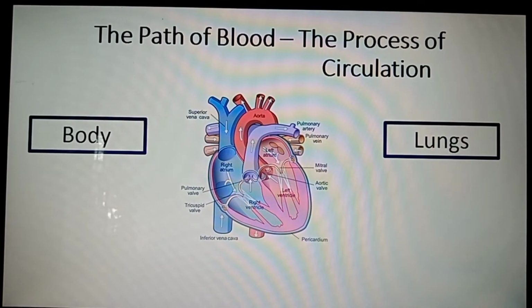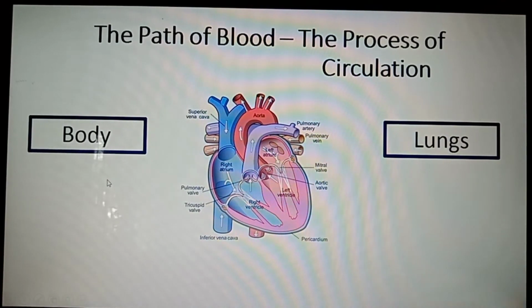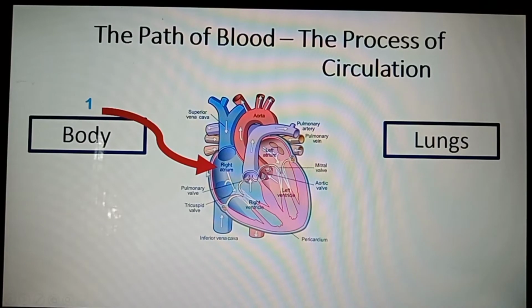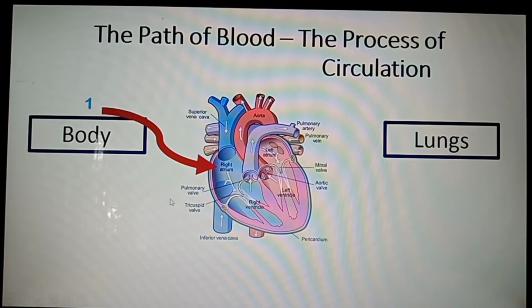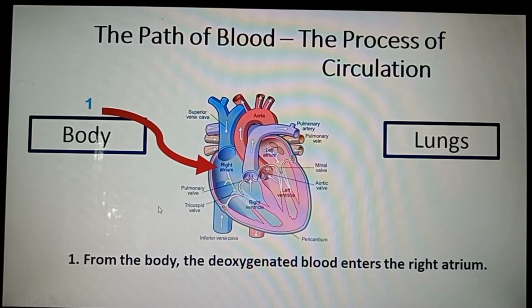You ready? So here is step number 1 in the process of circulation. Number 1. Look at the arrow. What does step number 1 mean? From the body, the deoxygenated blood enters the right atrium. Again, the first step in the process of circulation is from the body, the deoxygenated blood enters the right atrium.